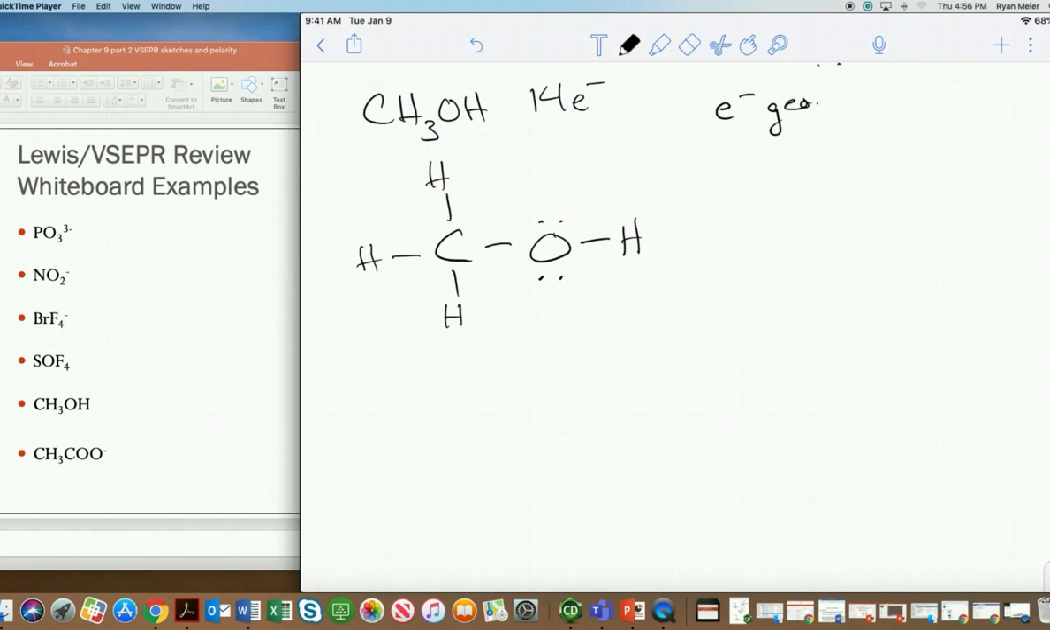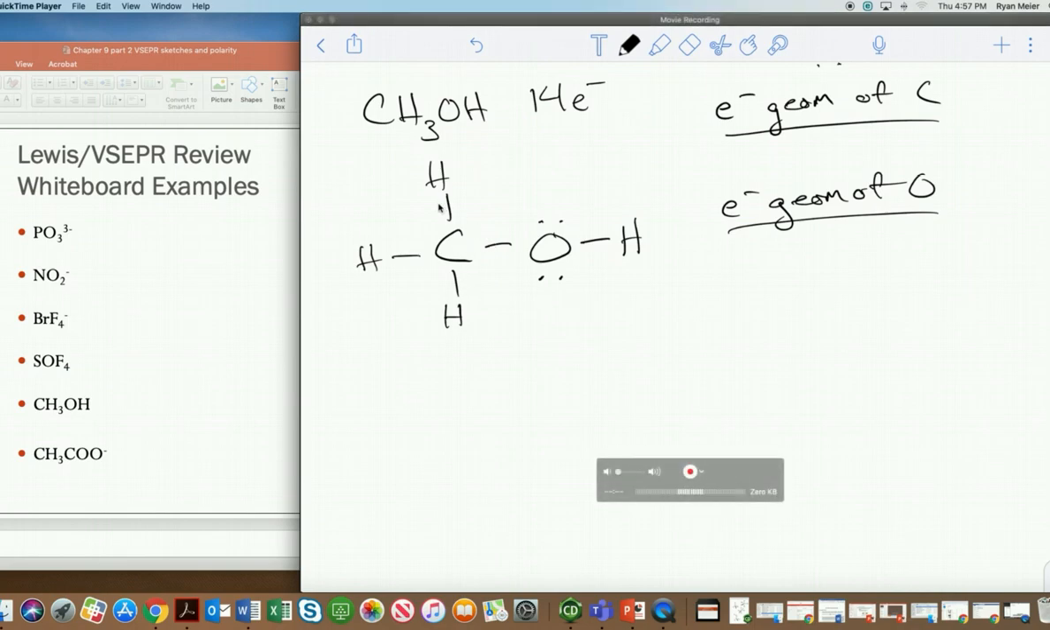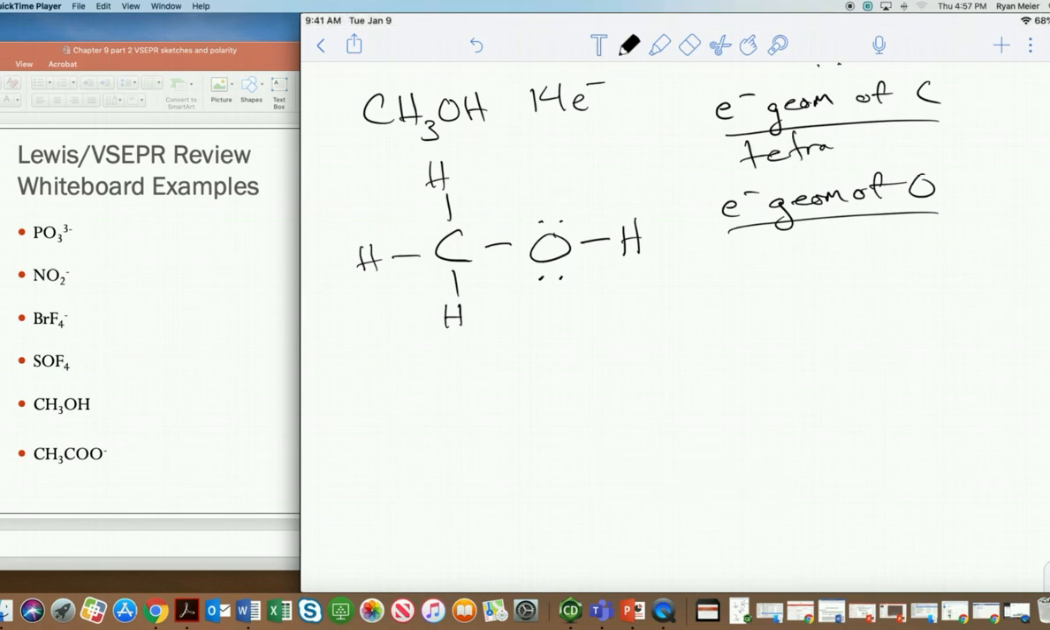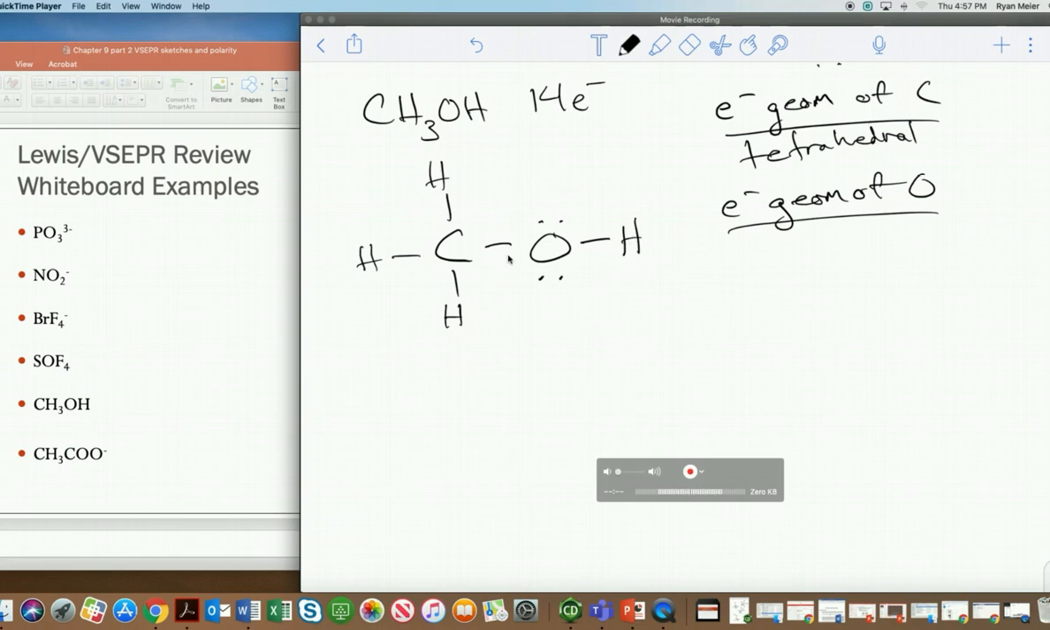Now, geometry-wise, we actually are going to have geometry of different parts. We can have the electron geometry for the carbon, as well as an electron geometry for the oxygen. They're both technically central atoms. And then we can also give molecular geometries around each. So for the carbon, we have 4 bound atoms. Even though I've drawn it in a square orientation, it really is tetrahedral. And then for the oxygen, the geometry around the oxygen, we have 2 bound atoms and 2 lone pairs, which is also tetrahedral.